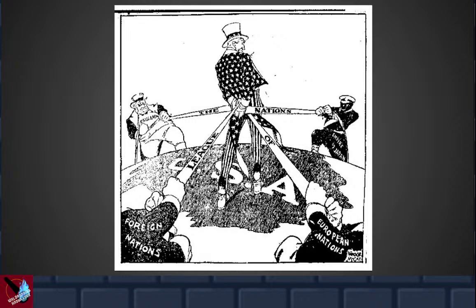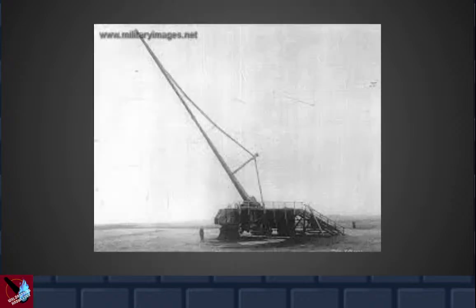Yes. And that's why Uncle Sam's got all his hands tied up. You'll see on the right-hand side it's got European nations, on the left-hand side it's got foreign nations, and then I think that guy over there on the front left is England, and on the right-hand side it's the Empire of Japan. Everybody's kind of holding Uncle Sam down from doing what Uncle Sam needs to do, quote-unquote.